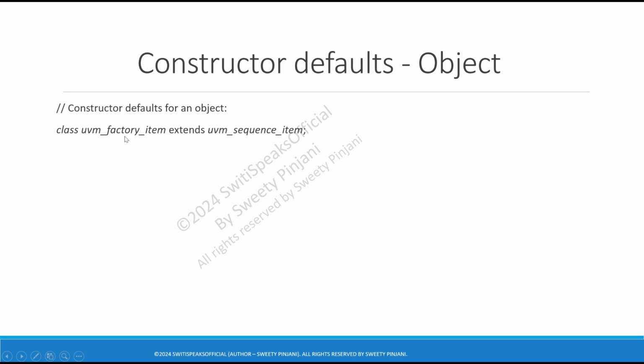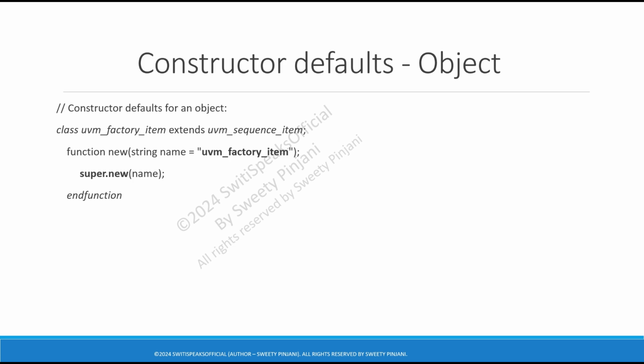Then for object, this is UVM factory item, which is extending UVM sequence item. It is object. What we said, it will have one default, which is the name. Here, if you see, there is just one default. The name is UVM factory item. And then we have to call super.new and pass the name. That's it. Simple. Constructor default is very simple.